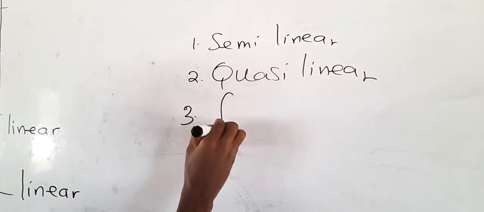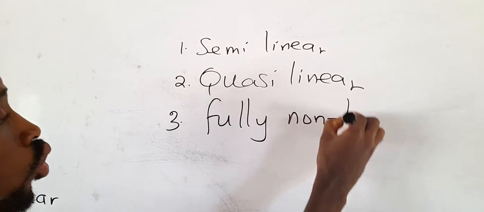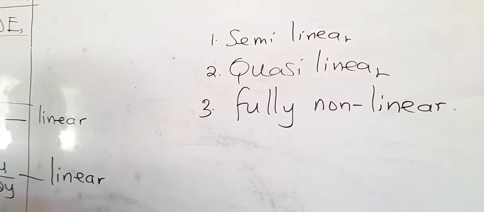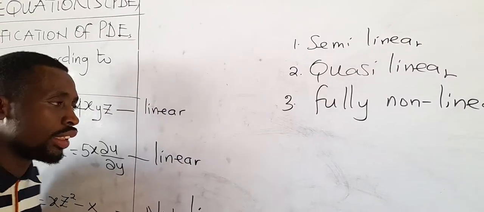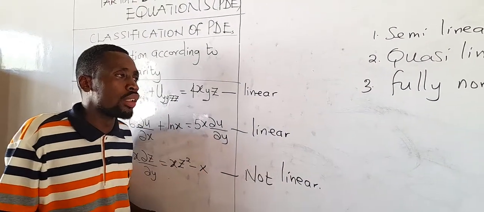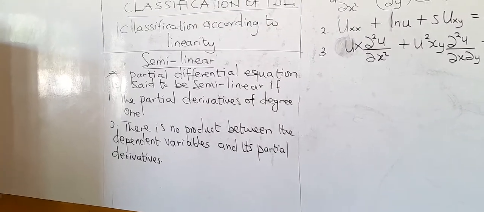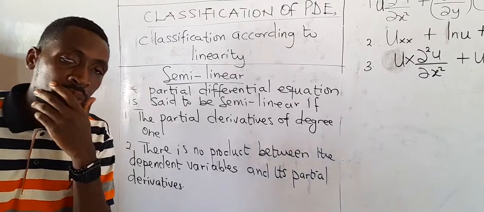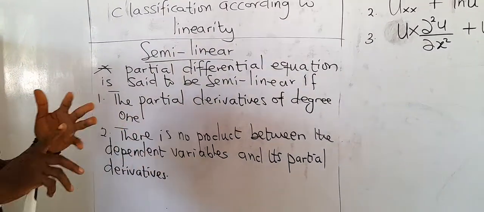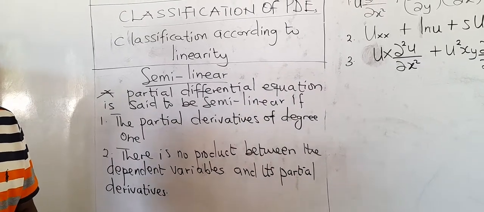Or three, fully non-linear. So there are conditions for each of these three. I will take you through them one by one. So come with me. Okay, so we say if a partial differential equation is non-linear, then it's either semi-linear, quasi-linear, or fully non-linear.